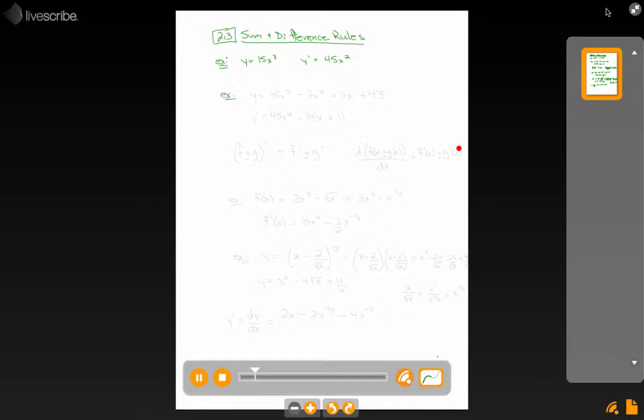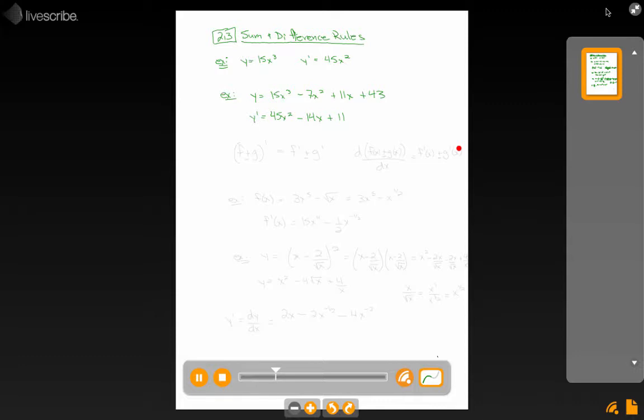Like if I have, for example, y equals 15x cubed minus 7x squared plus 11x plus 43. Turns out that the answer to that is real easy. You take each of these derivatives separately, and so this first one we already said was 45x squared. The next one is going to be 14x. The next one is 11, and the derivative of a constant is 0. So the derivative of that big cubic function turns out to be this slightly smaller, simpler quadratic function.